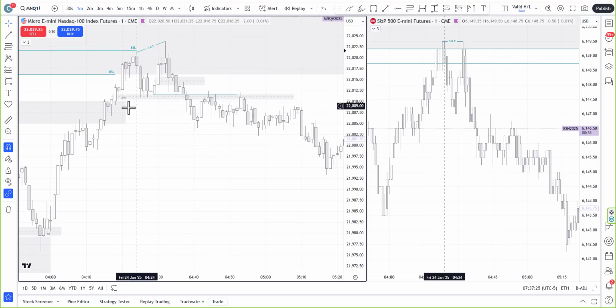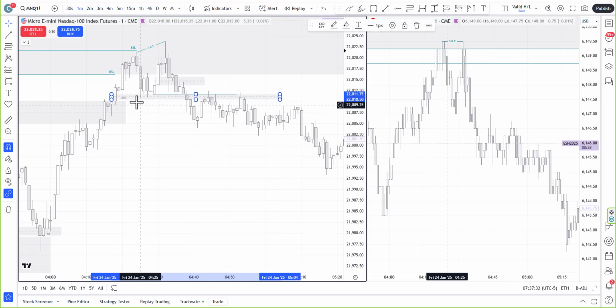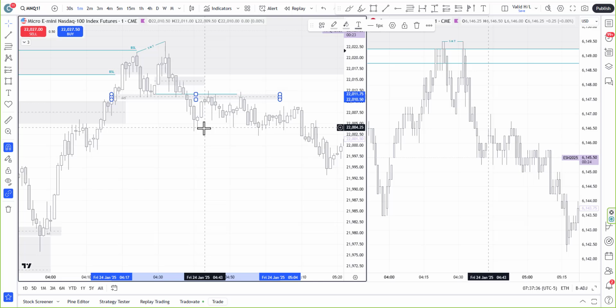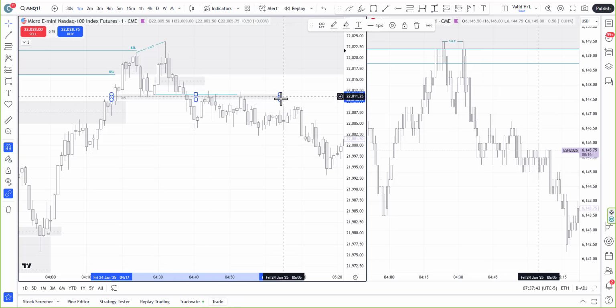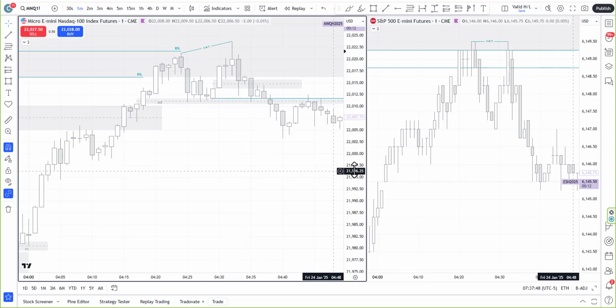I also noticed that this fair value gap, it's actually an M1 fair value gap, provided support, also in alignment with the change in the state. There is a volume imbalance, and there is another M1 fair value gap. So for me, this would mean it's a clear sign that it's a strong level.